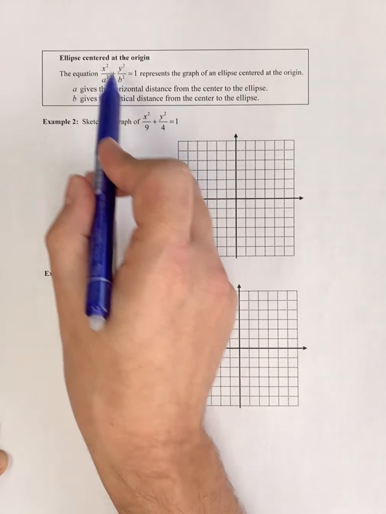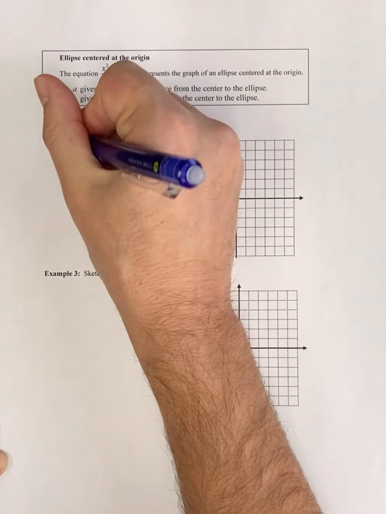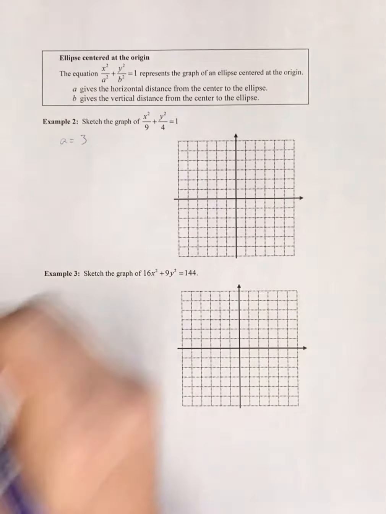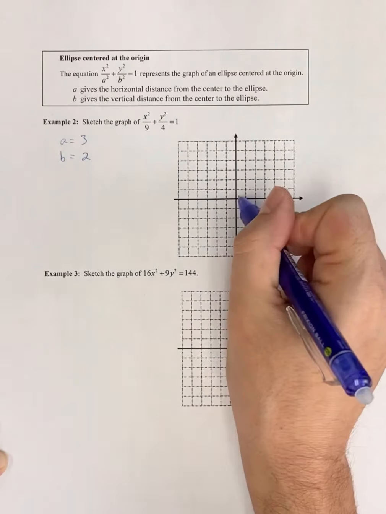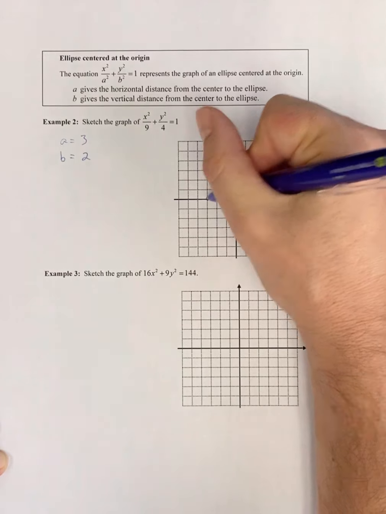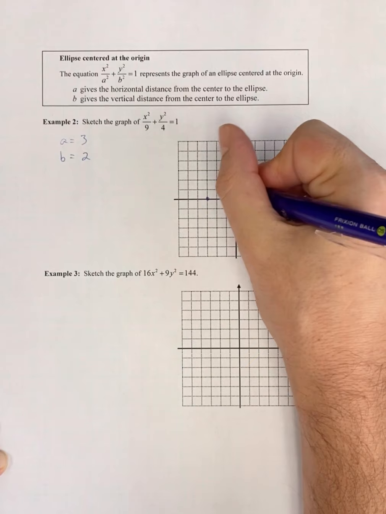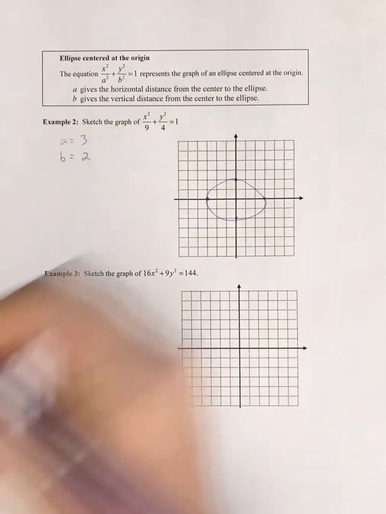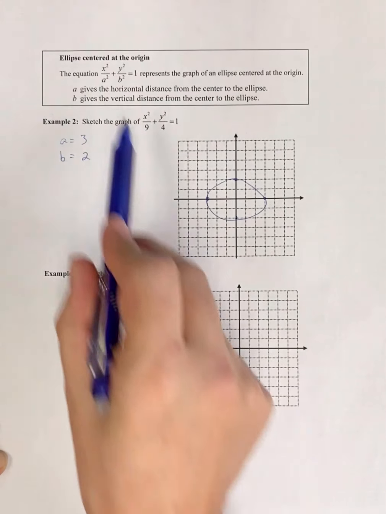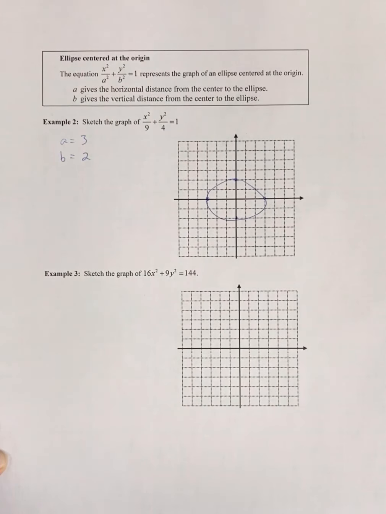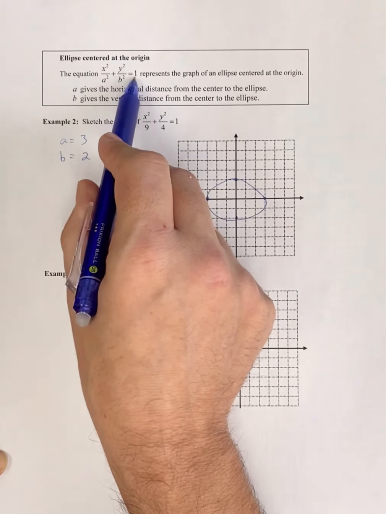So this equation is in this standard form. 9 is 3 squared, and so A is 3. And 4 is 2 squared, and so B is 2. So I just start at the center, and I go 3 units left and right, and 2 units up and down. And there's the graph of my ellipse. Simple as that. This equation is not in this form, but we can get it into that form just by dividing both sides by 144, since we want the right side to be 1.